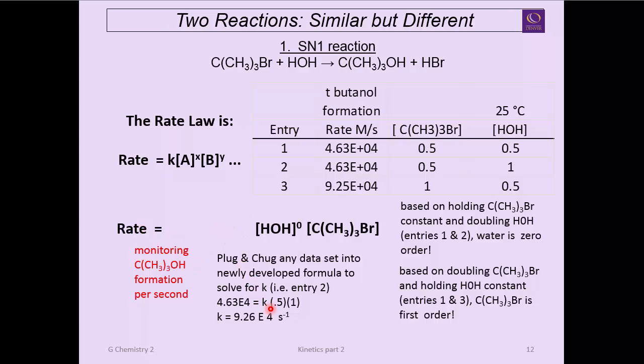And in this case, water is 1 and T-butyl bromide is 0.5. I plug and chug, solve for K. The K is 9.26 e to the fourth per second. And I would like for you to now pause the video so you can see your data and try the other two entries, and you'll see that you get the same K even if you'd entered 1 or you had entered 3.